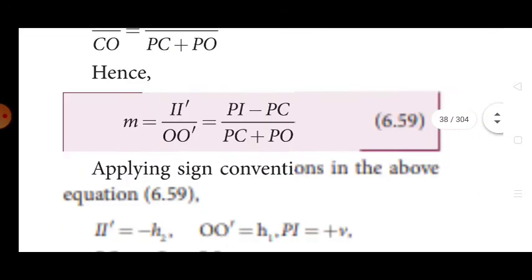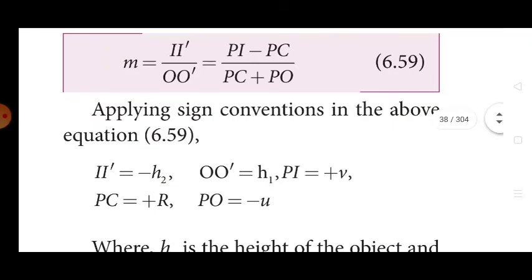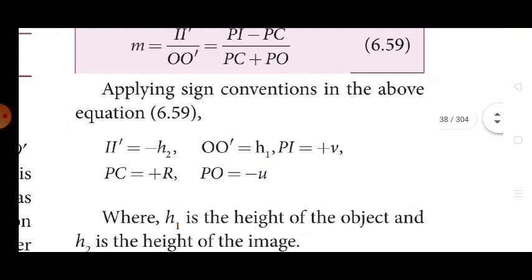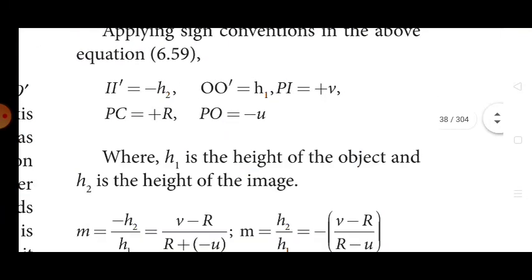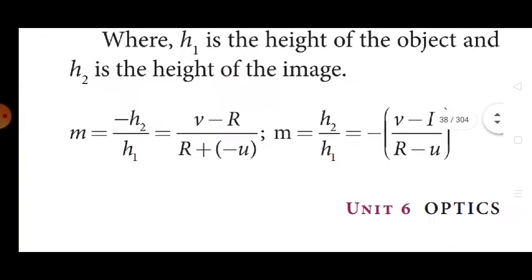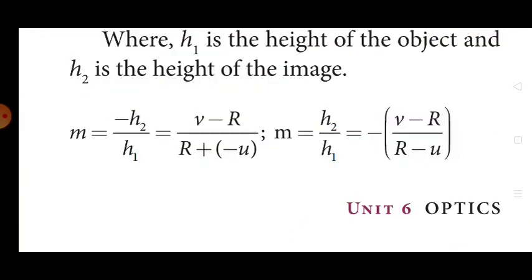I' is equal to minus h2, OO' is equal to h1, PI is equal to plus v, PC is equal to plus R, PO is equal to minus u, where h1 is the height of the object and h2 is the height of the image. Finally, we will get m is equal to minus h2 by h1 is equal to (v minus R) by (R plus (minus u)), and m is equal to h2 by h1 is equal to minus (v minus R) by (R minus u). After rearranging, m is equal to h2 by h1 is equal to (R minus v) by (R minus u).